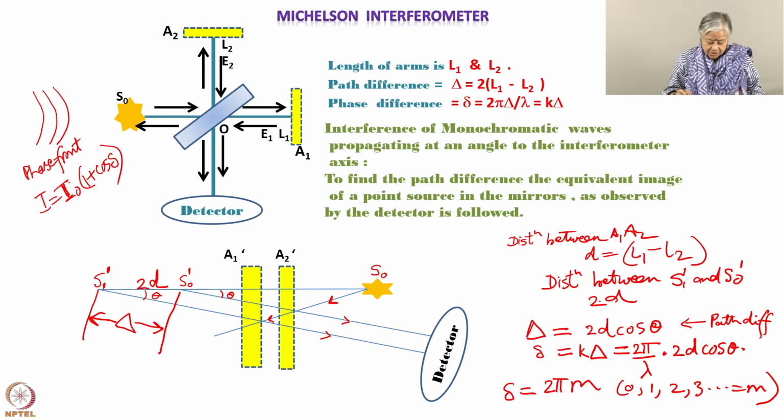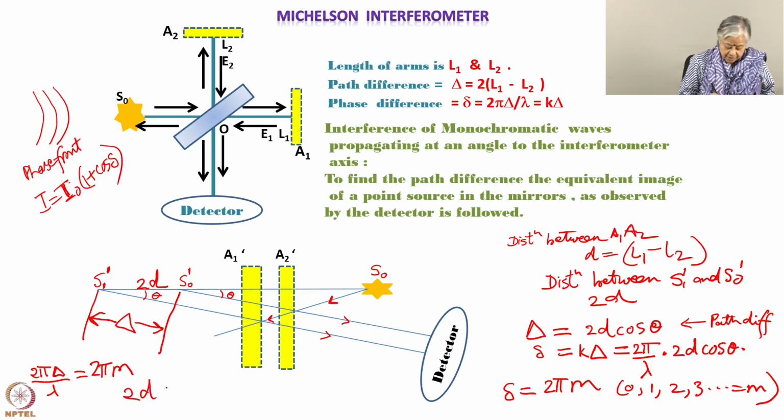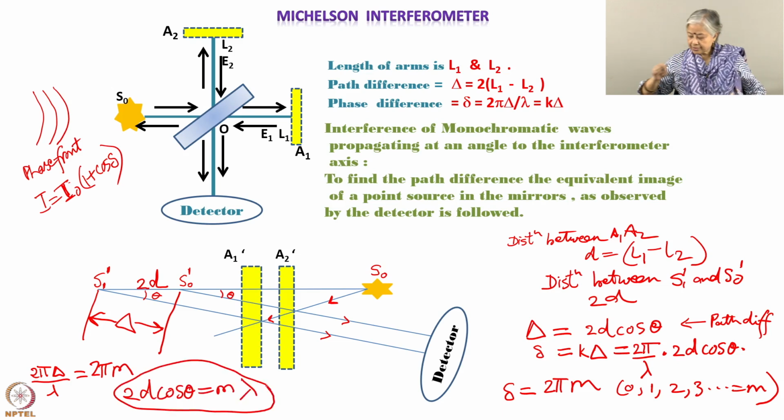So from all these equations you can see 2 pi delta by lambda is equal to twice pi m. Do a bit of jugglery, and 2d cos theta is equal to m lambda. This is the equation I am looking for. You are just doing a bit of algebra, going from this side to this side. And this is 2d cos theta is equal to m lambda.